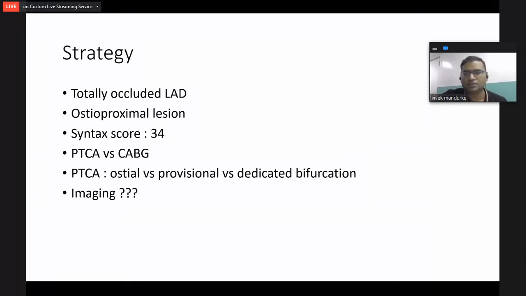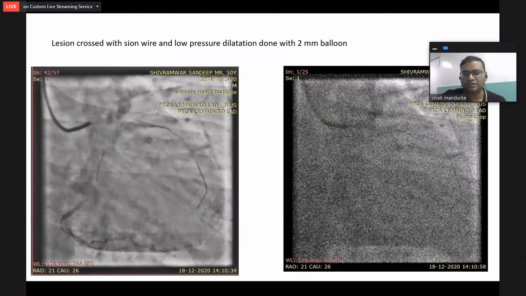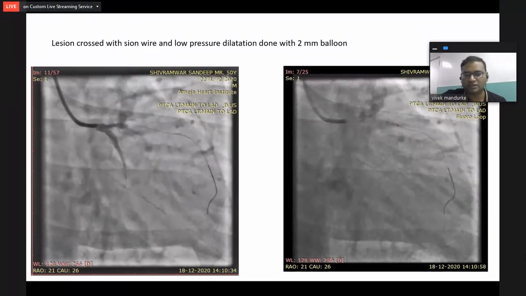So SYNTAX score was high. PCI versus CABG, which was the option. Considering the ostioproximal lesion, I think provisional stenting is a good option rather than going for the bifurcation stenting. And imaging is a must because we have to optimize the stenting as it involves left main. So initially we considered that the provisional left main stenting was our plan.